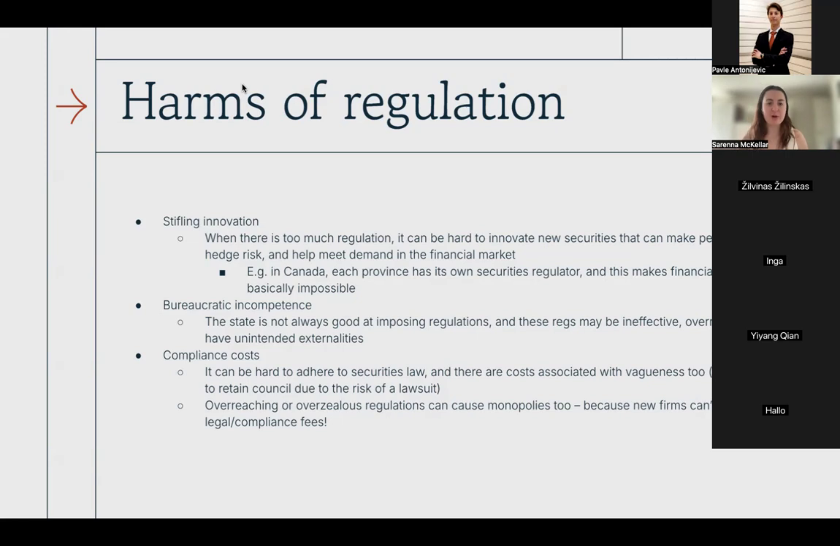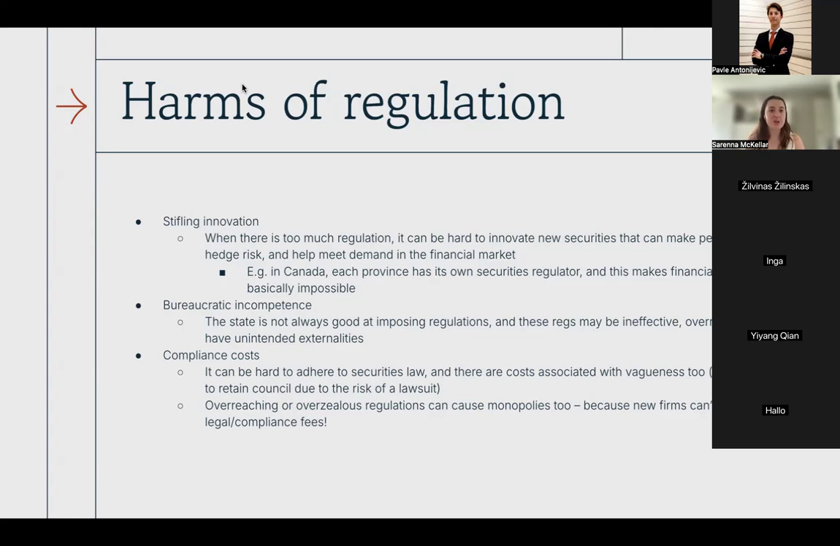is general bureaucratic incompetence. So the state is not always good at imposing regulations. They might be ineffective, overreaching, or have unintended externalities, or be beholden to lobbying, political concerns, etc. So that is always a concern, is how good is the state going to be at actually imposing regulations.